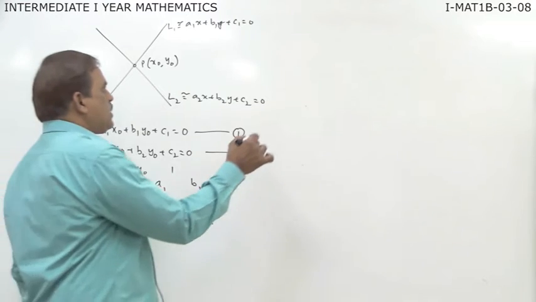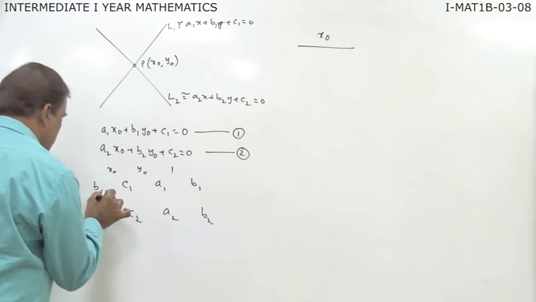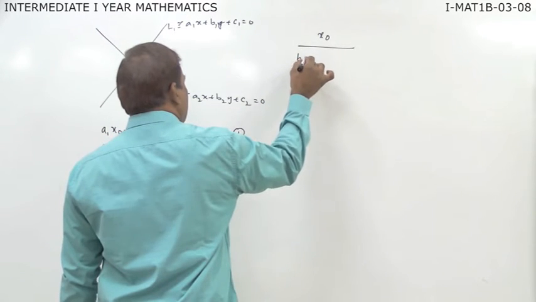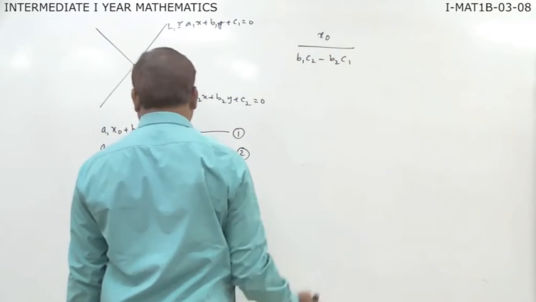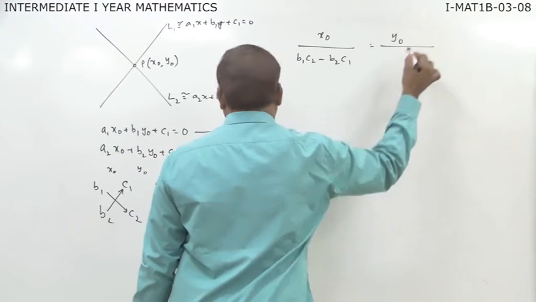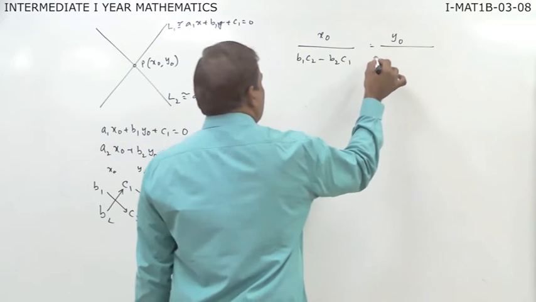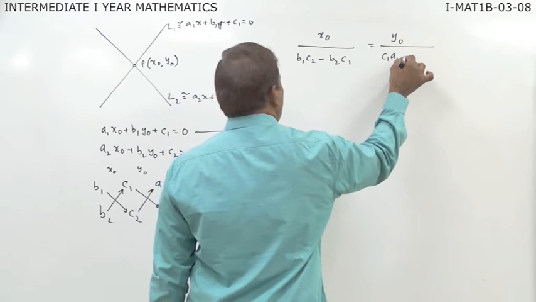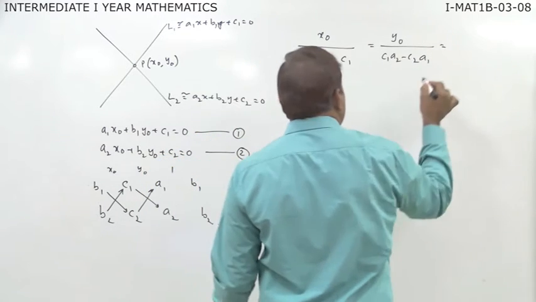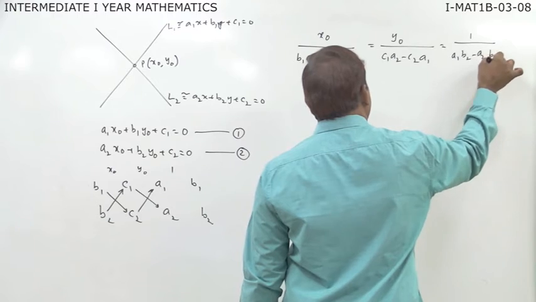So x0 by, we'll use cross multiplication method, x0 by b1 c2 minus b2 c1 is equal to y0 by c1 a2 minus c2 a1 is equal to 1 by a1 b2 minus a2 b1.